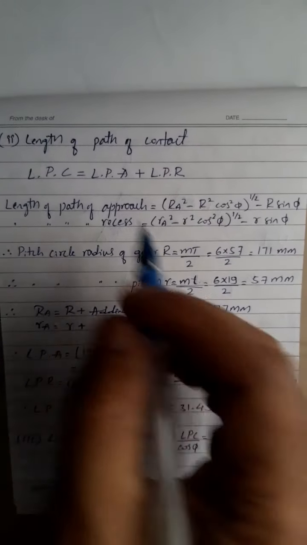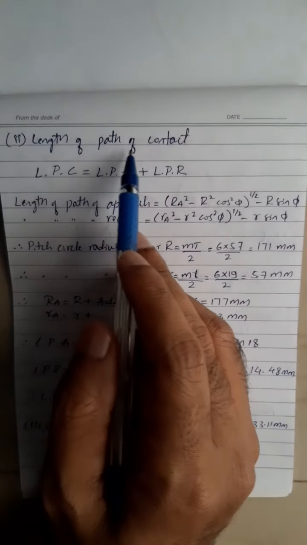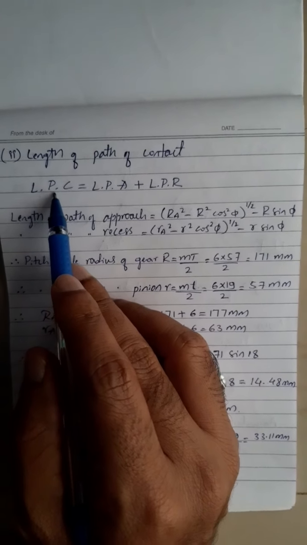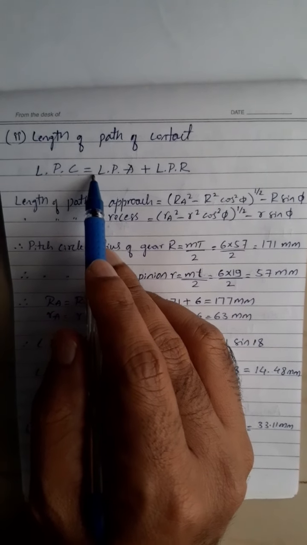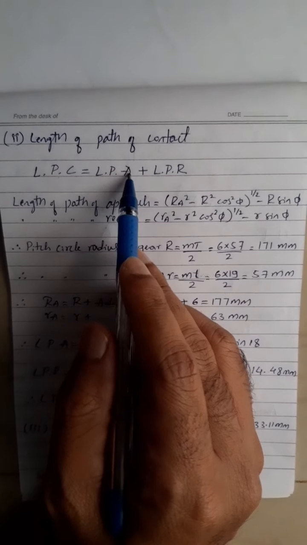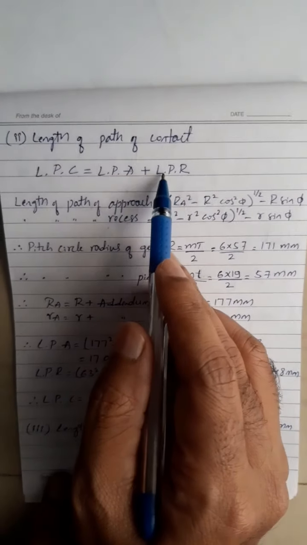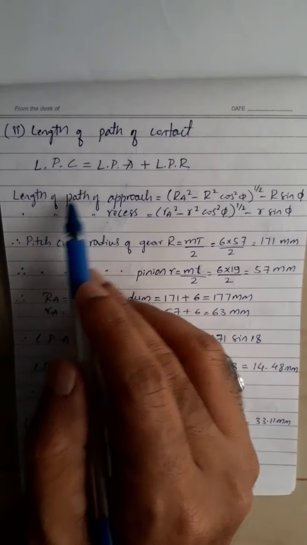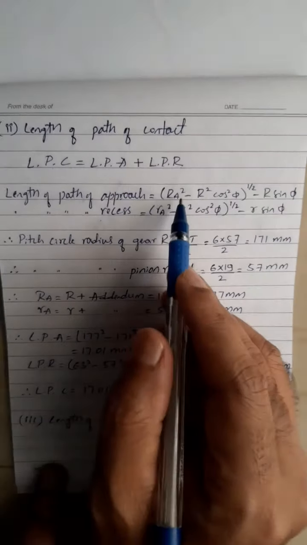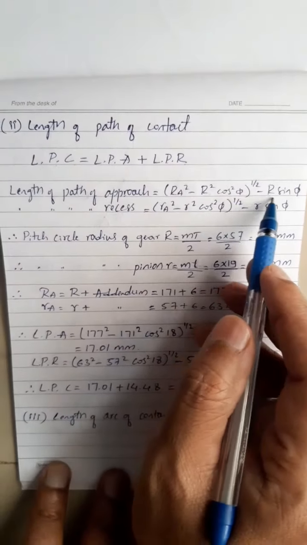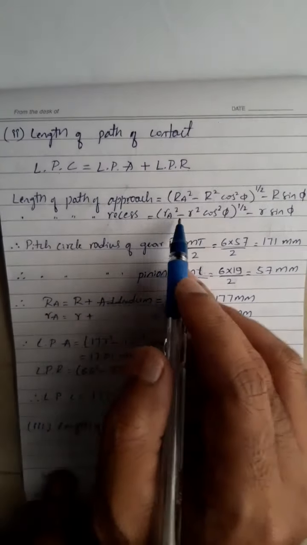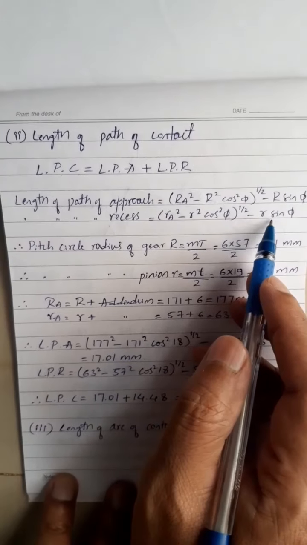The next bit in the question is finding the length of path of contact. So we have the equation: length of path of contact is equal to length of path of approach plus length of path of recess. The length of path of approach is given by this equation. This we already know. And length of path of recess is given by this equation.